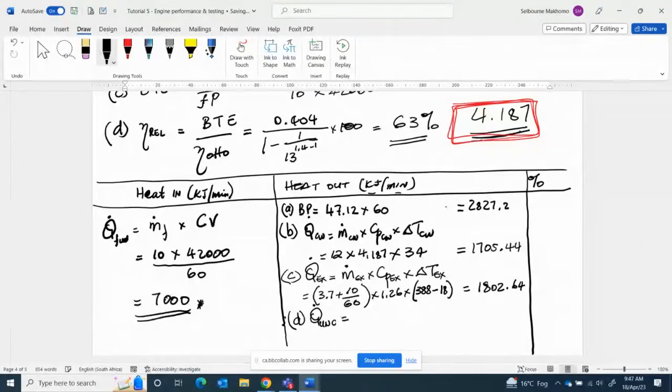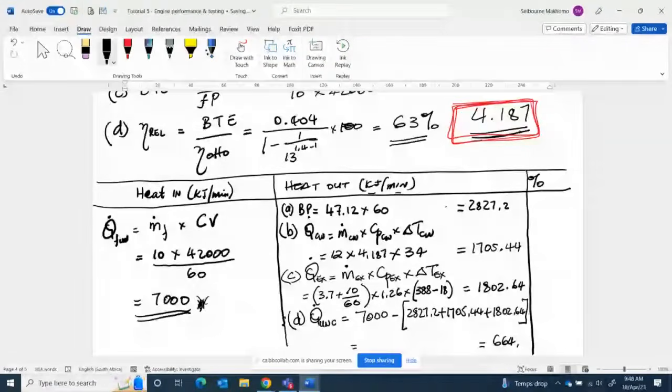So the heat that is unaccounted for is going to be the total heat supplied, 7,000, minus the sum of all, which is 27.2 plus 1705.44 plus 1802.64. And the answer is 664.72.